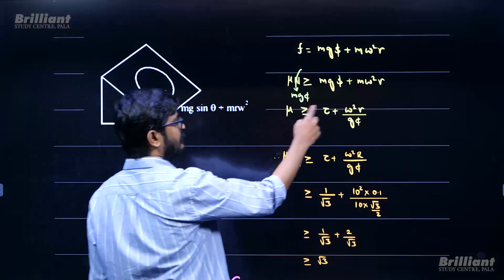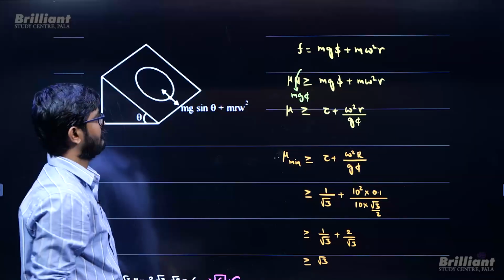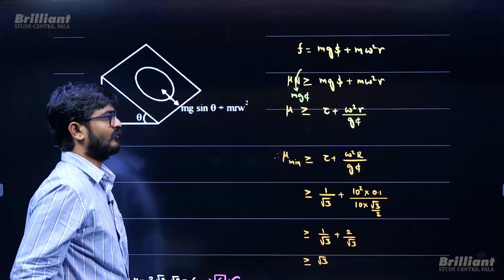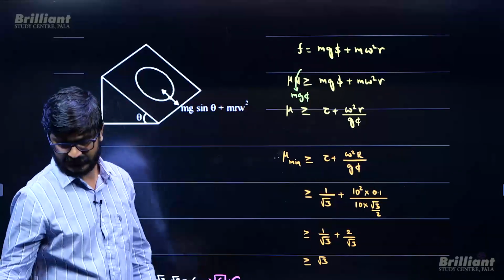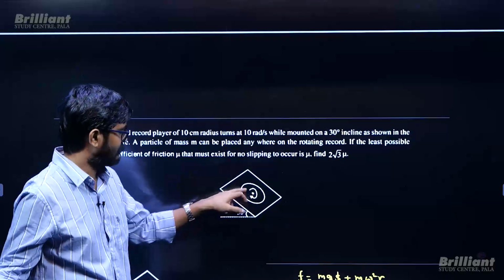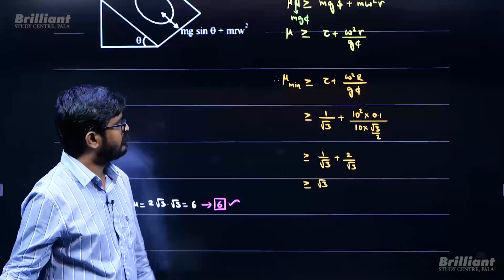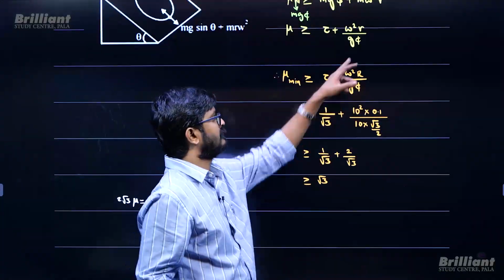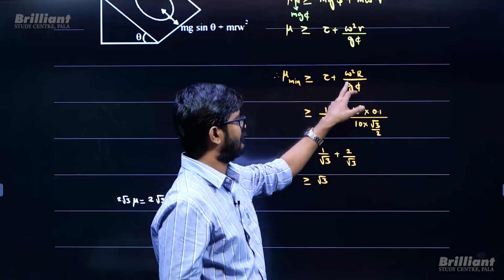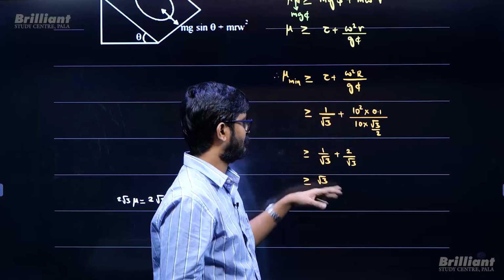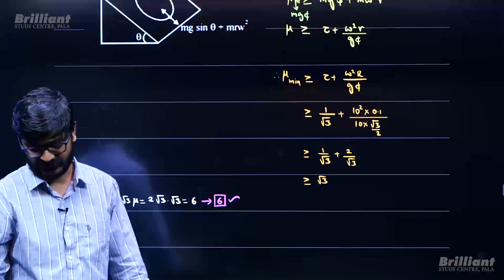And you can see mu is proportional to r. So when you increase r, the more the radius, the more mu value is needed. So it's needed for the outer region, not for any small radius. It's for the bigger radius and at the bottommost point. So from there, when you substitute, tan theta is given, omega square is given, radius is given, g value, cos theta value. When you substitute, you will be getting this thing, and 2 root 3 mu you can calculate, right?